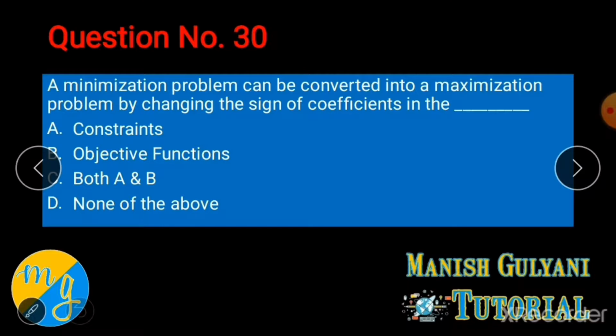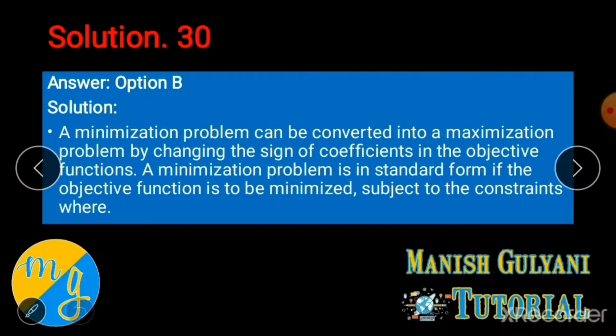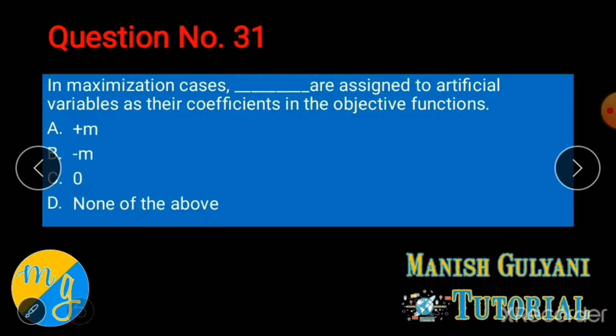At that time you can convert your case from minimization to maximization, and vice versa also. So option B is the correct option, objective function. A minimization problem can be converted into a maximization problem by changing the sign of the coefficients in the objective function. Clear? Now question number 31.